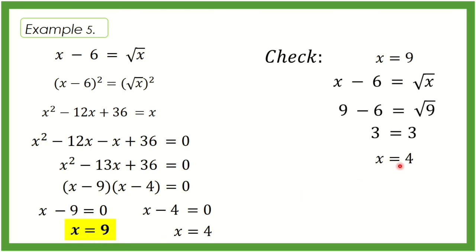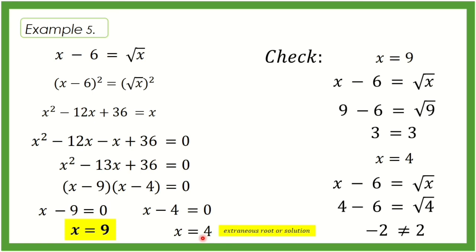Let's check x equals 4. This is our original equation. Substitute 4 sa x. 4 minus 6 equals square root of 4. Ang 4 minus 6 is negative 2. Ang square root ng 4 is 2. Ang negative 2 ay hindi equal sa 2. Since hindi sila equal, ang 4 ay not a solution. Siya ay tinatawag nating extraneous root or solution. Hindi niya na-satisfy yung ating original equation.